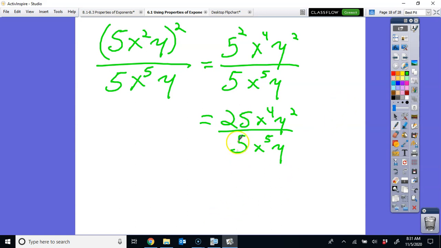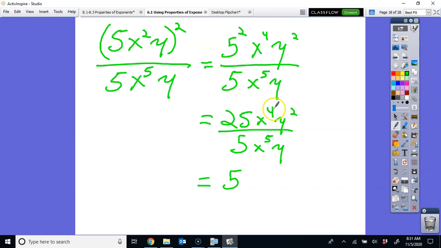What is 25 divided by 5? Guys, please don't do anything weird there and start doing some kind of property. That's not a property. That's division. Granted, yes, there are division properties, but that is just dividing 25 divided by 5. So don't do weird stuff just because we're learning these properties with exponents. 25 divided by 5 is 5.